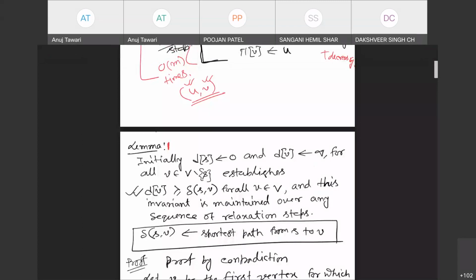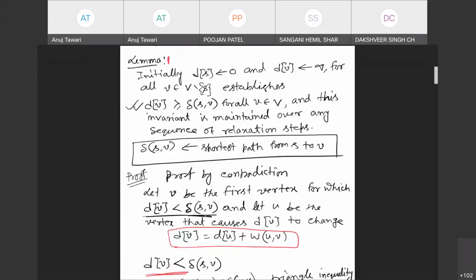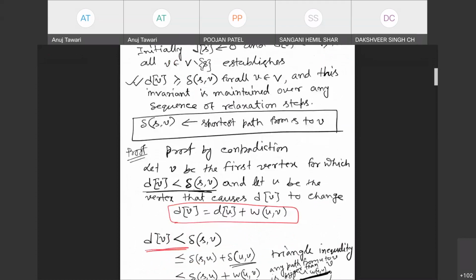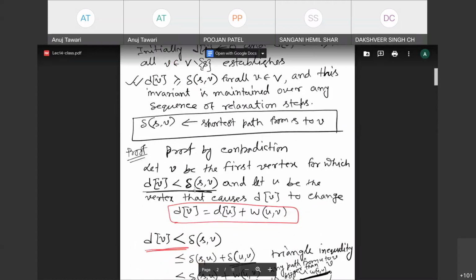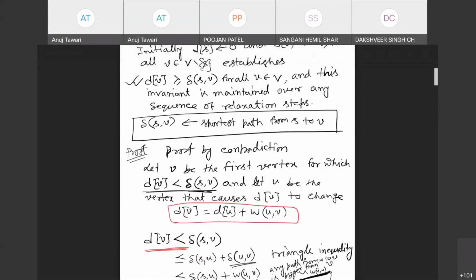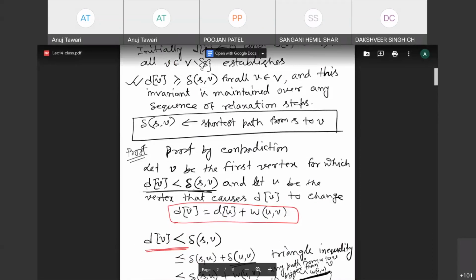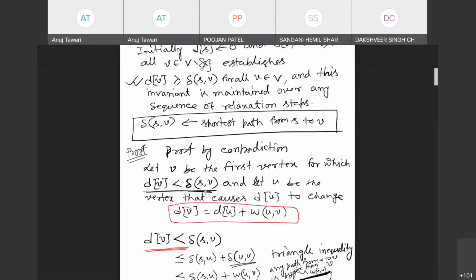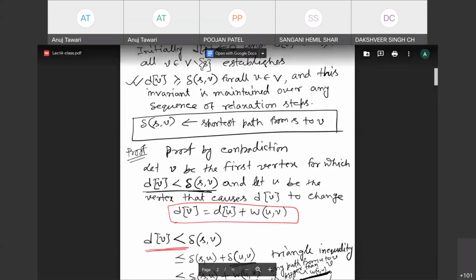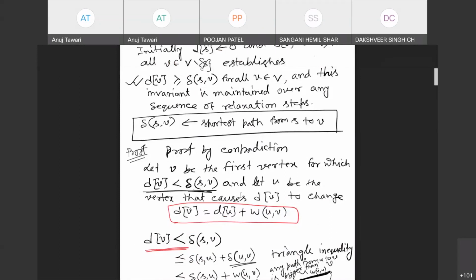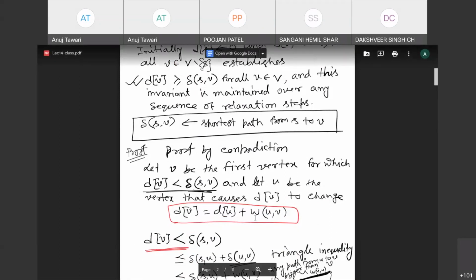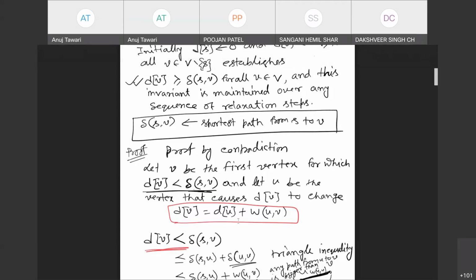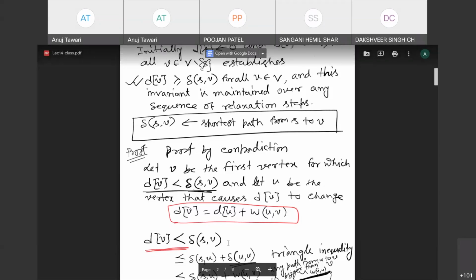And how do we prove this? The usual way is via contradiction. Suppose not. For some vertex, dV is less than delta S. So use some kind of ordering. Let V be the first vertex for which dV is less than delta SV. And obviously this dV, what's the current value, it got because of some kind of relaxation step. So let U be the vertex such that dV equals du plus WUV. And we know that dV is less than delta S.